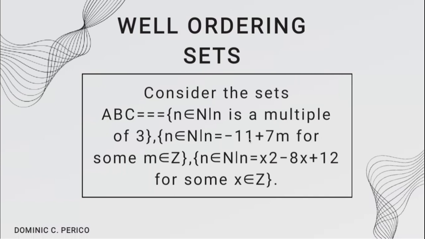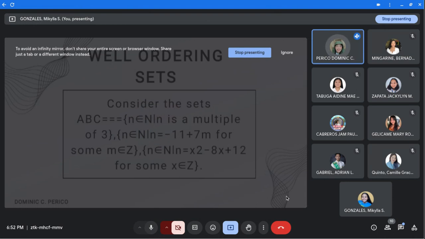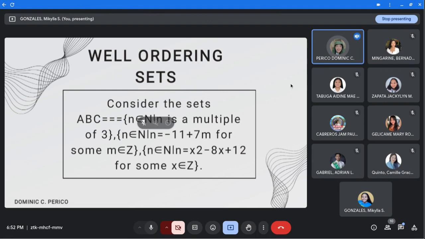It is obvious that the smallest element in A is 3. To find the smallest element in B, we need -11 + 7m > 0, which means m > 11/7, or m > 1.57. Since m has to be an integer, we need m ≥ 2. Since -11 + 7m is an increasing function in m, its smallest value occurs when m = 2. The smallest element in B is -11 + 7 × 2 = 3.